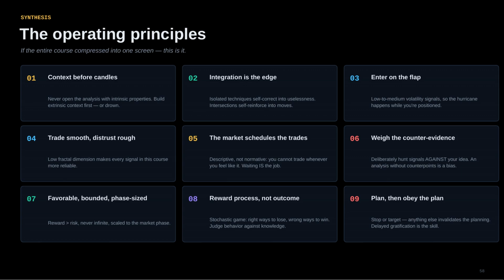Deliberately weigh counter-evidence. An analysis without counterpoints is just a bias with charts. Keep ratios favorable, bounded and phase-sized. Reward process, not outcome. There are right ways of losing and wrong ways of winning. And once a trade is planned, obey the plan. Stop or target, nothing in between. Delayed gratification is the entire skill, in trade management and in the career itself.